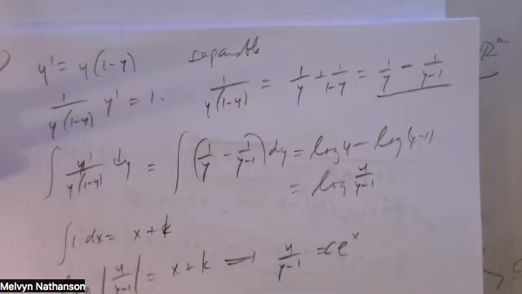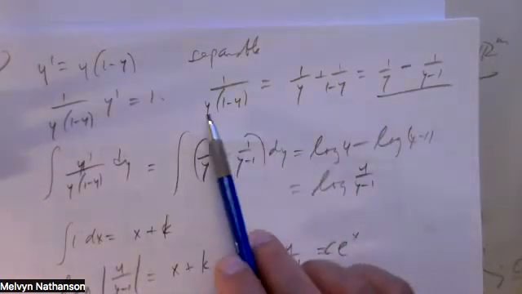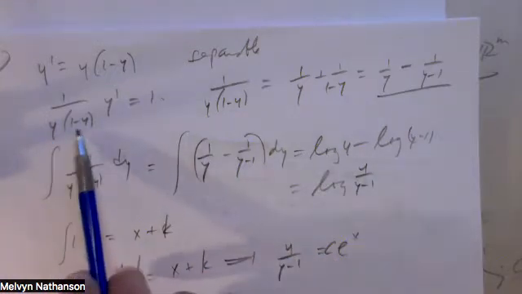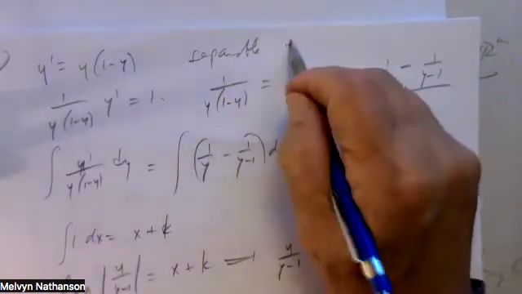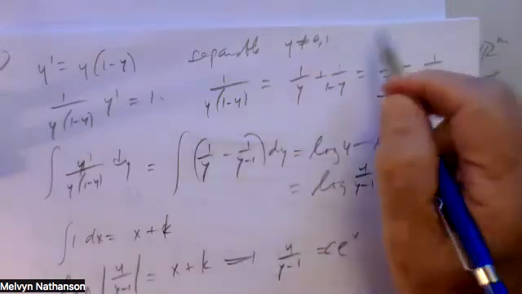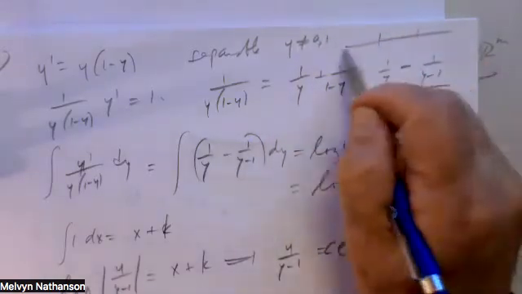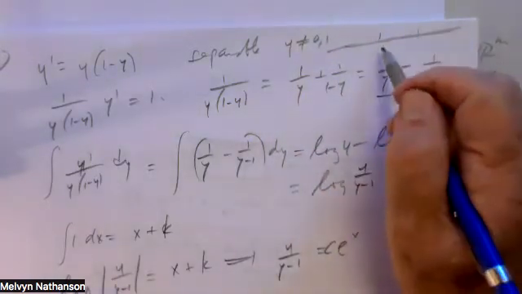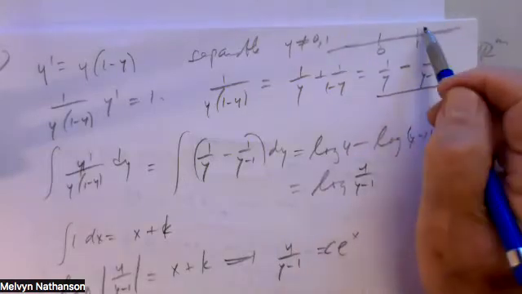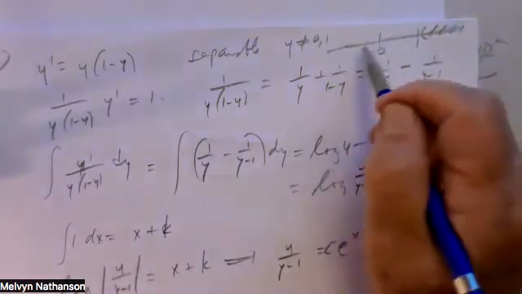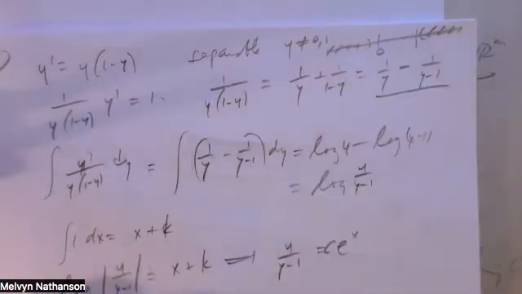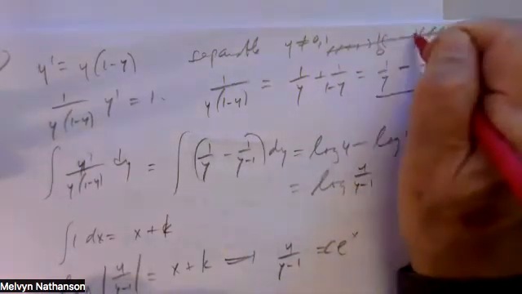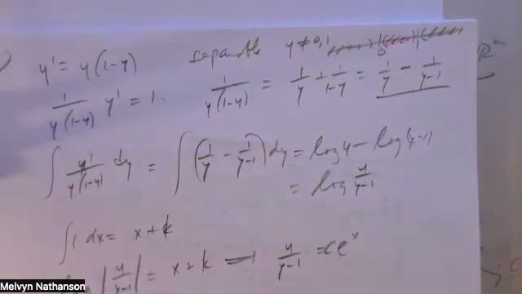And notice we're dividing by y and 1 minus y. So you cannot have y equal to 0 or 1. So we can only look for solutions on the infinite interval from 1 to infinity, the infinite interval from minus infinity to 0, or the finite open interval from 0 to 1. Right? And on any of those intervals, this is a solution of the differential equation.